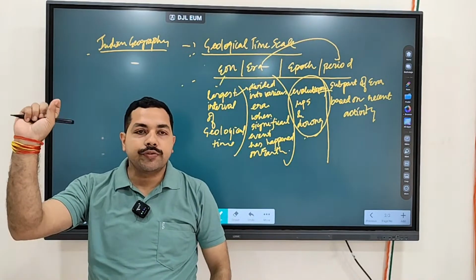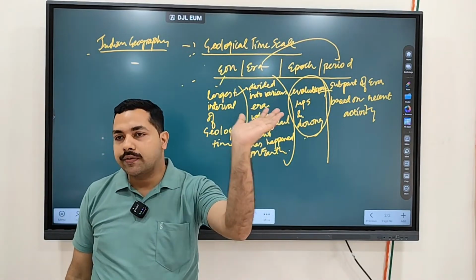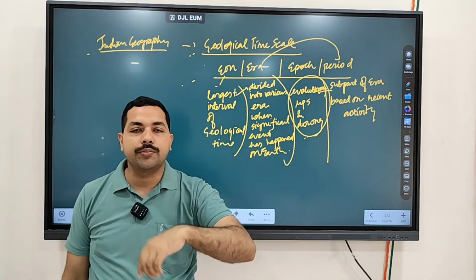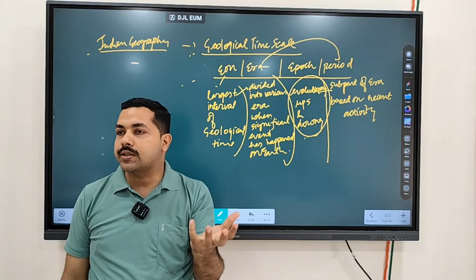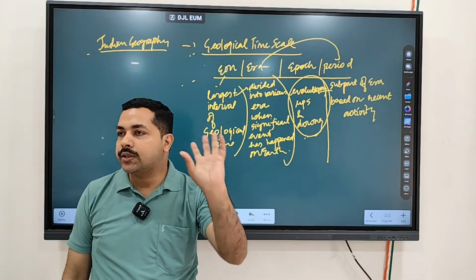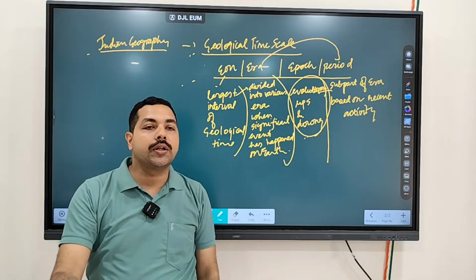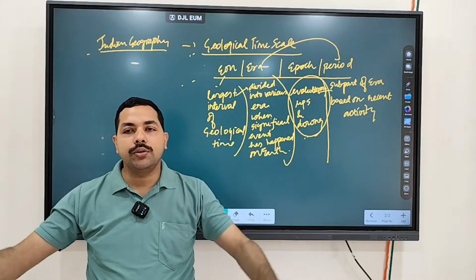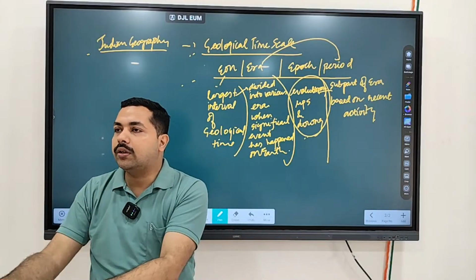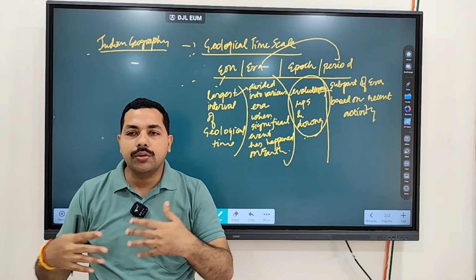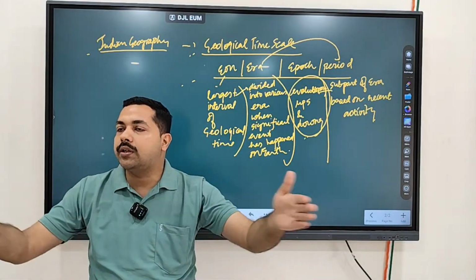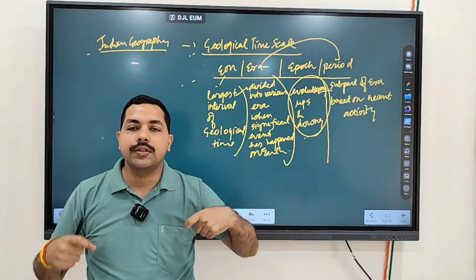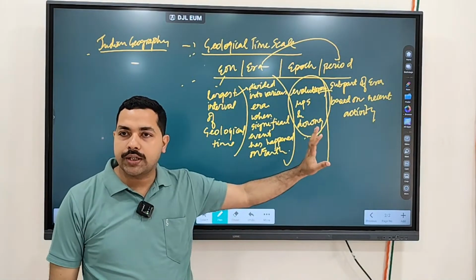Remember the age of the universe we discussed, around 14.8 billion years ago the universe was formed. What is the origin of our solar system? We discussed that around 4.6 billion years ago the sun was formed. Earth was formed around 4.3 billion years ago. So you see, billions of years are there. You can't study this in years, hours, or days. That's why geologists use their own time scale, called the geological time scale.